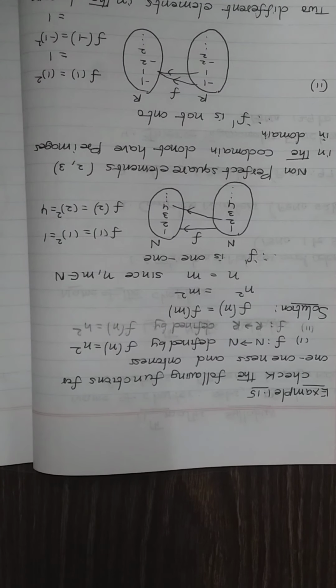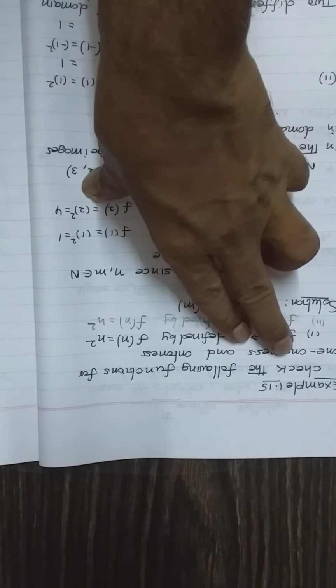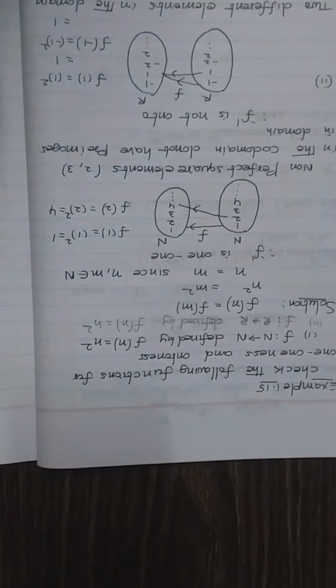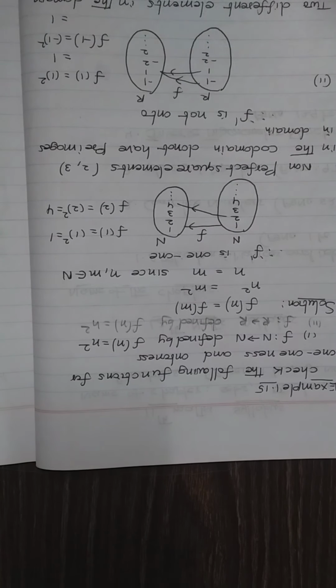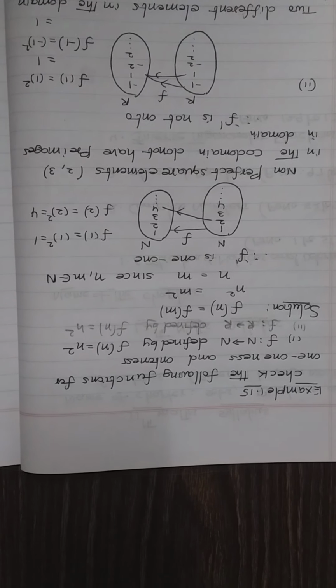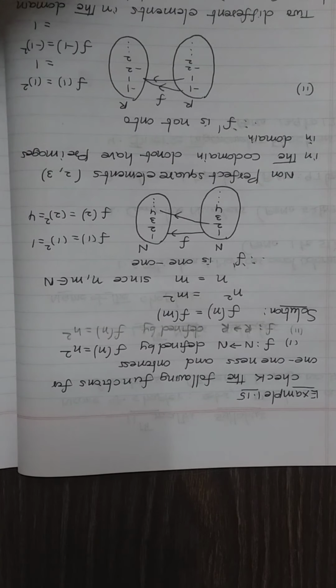Okay students, in this video I am going to explain example 1.15 regarding functions. It's a very easy problem. Check the following functions for one-to-oneness and onto-ness. That means you have to check whether the given function is one-to-one and onto.